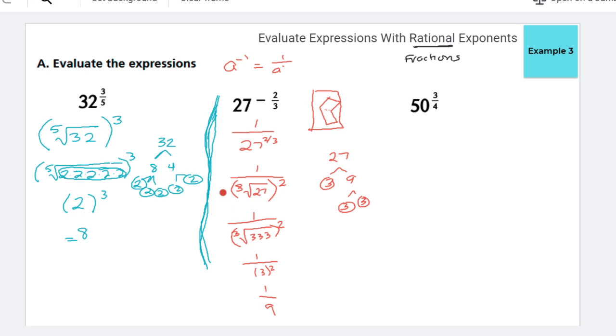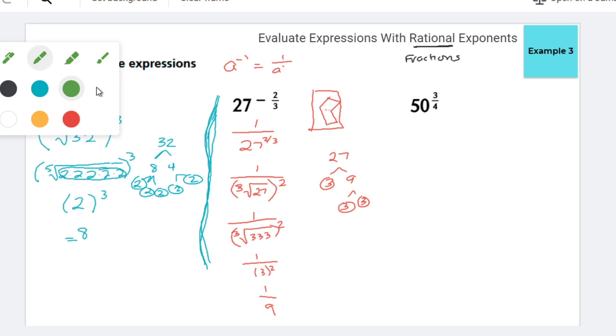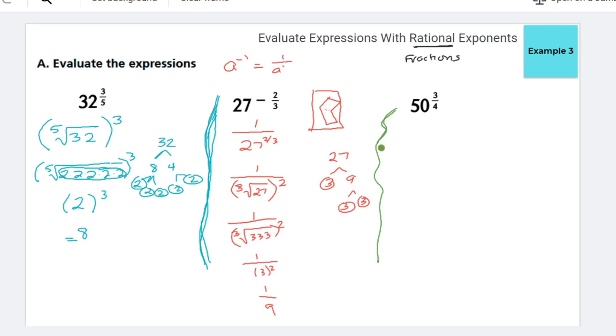Alrighty. So now this last one, I promised y'all, I said, hey, this will not work out cleanly. So let's check it out. The reason why I know it won't work out cleanly is I know that 50 is 25 times 2, and 25 is 5 times 5. Because this isn't the same number being multiplied times itself over and over, I know that the fourth root of 50 will not evaluate cleanly.